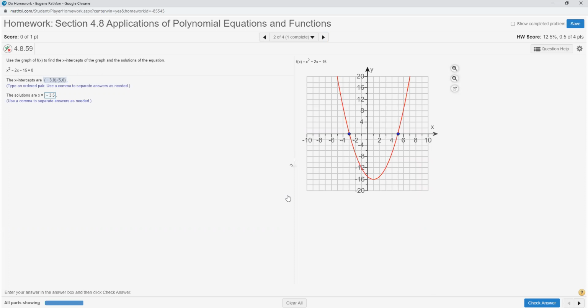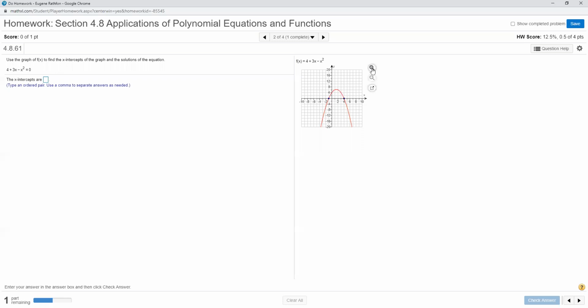All right, let me zoom this next one in when I get there. All right, so I'm going to zoom this one in.